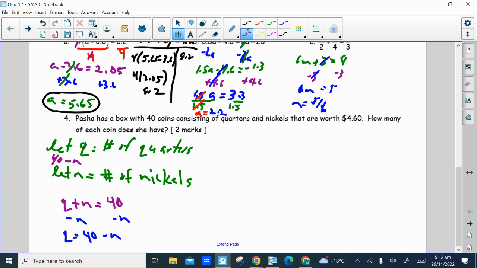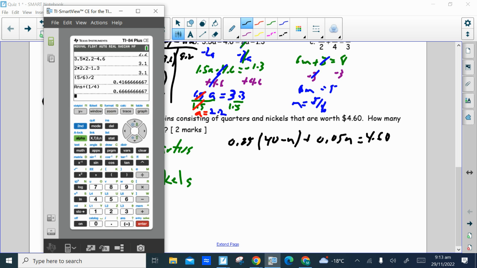So now when I write my equation here, each quarter is worth 25 cents. So 0.25 times the number of quarters, which is 40 take away N, plus each nickel is worth 5 cents, 0.05 N. Altogether, that has to equal $4.60. So there's my equation.